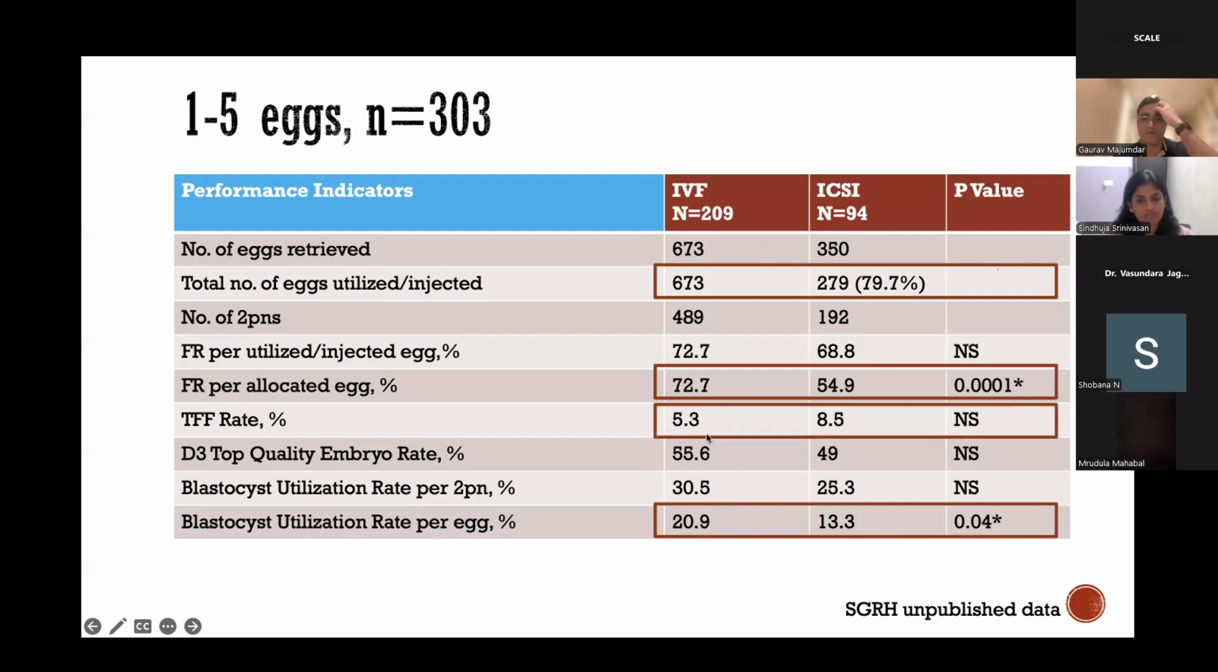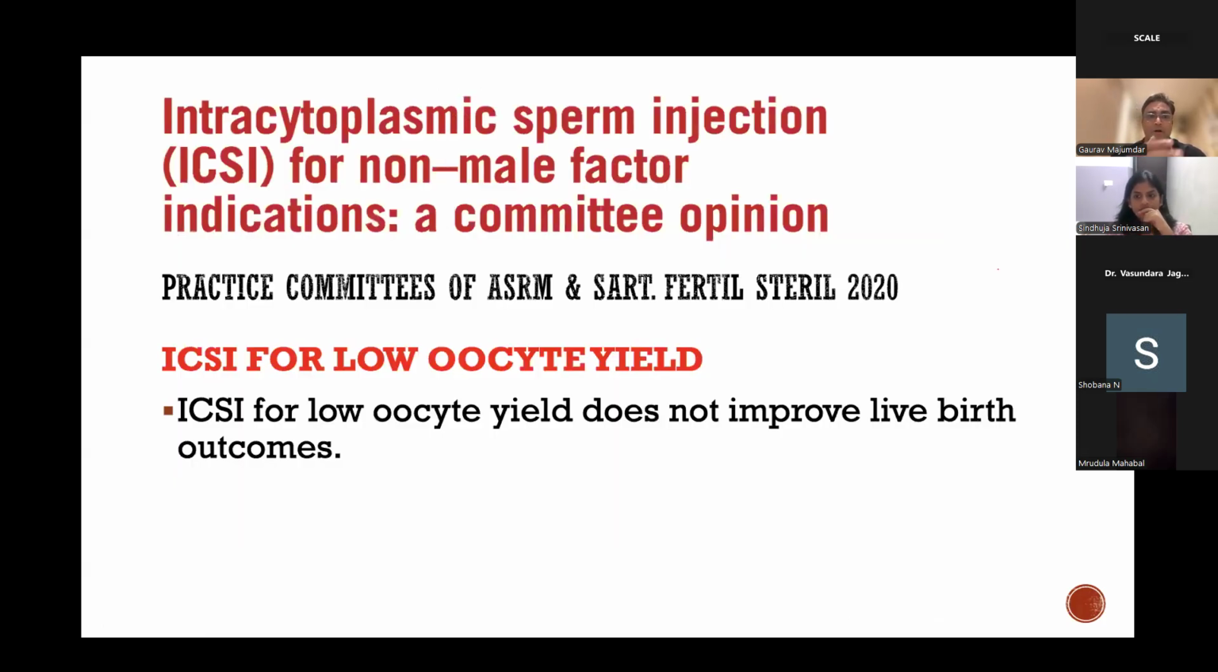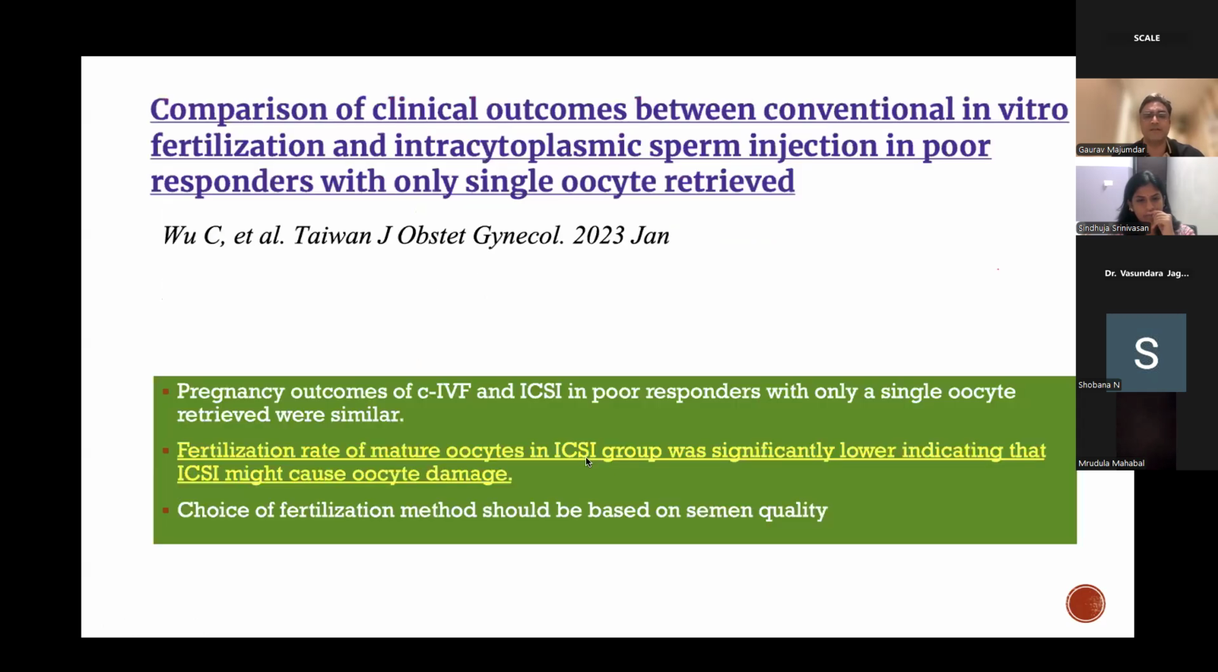But what I want you to focus on is the fact that we had a TFF rate of 5.3% with IVF in these cases with very few eggs, whereas ICSI led to 8.5% TFF. So this was eye-opening for us. And according to the practice committees of ASRM and SART, they have clearly mentioned now that ICSI for low oocyte yield does not improve live birth outcomes. So all clinicians must take note of this, and especially when there are 1 or 2 or 3 eggs retrieved, they should not ask embryologists to perform ICSI because they're not doing themselves any favors.